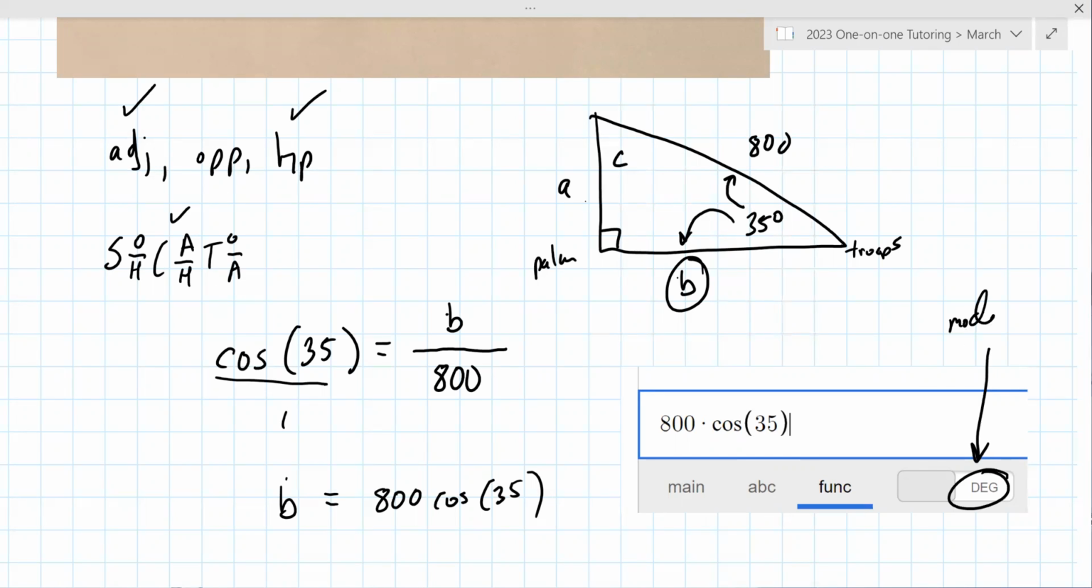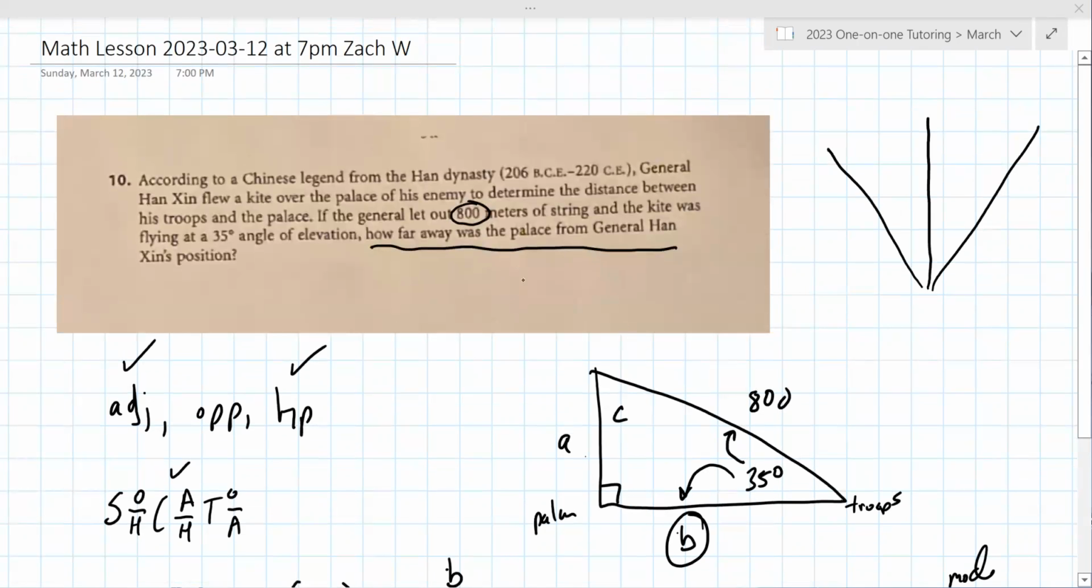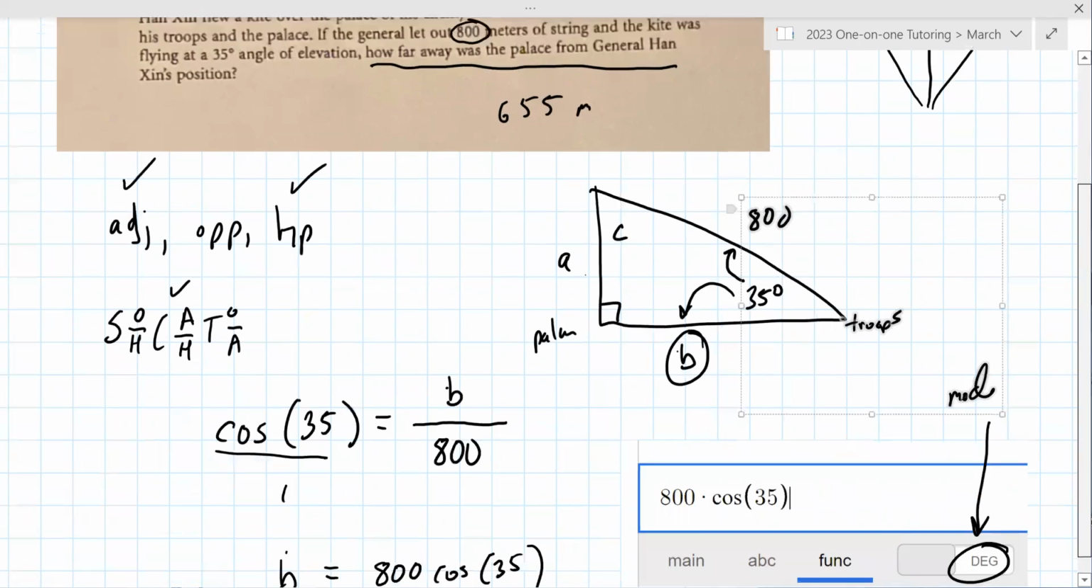Could we go over that right after this problem? Sure. I think I got this down. My answer was 655.32. Yes. And then you need units, so it would be 655 meters.